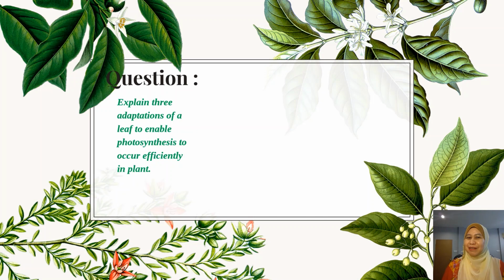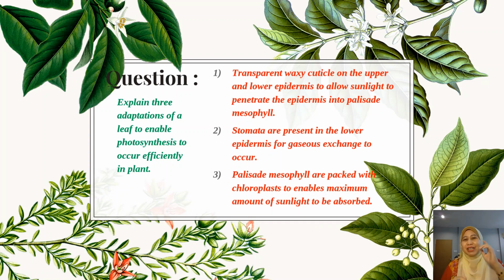Okay, question time. The question for today is: explain 3 adaptations of a leaf to enable photosynthesis to occur efficiently in a plant. Since the question only asks for 3 adaptations, I will only discuss 3 adaptations. You may discuss the rest of the adaptations with your teacher. So we look at the suggested answer. How are we going to answer this? You have to give the structure and then the function of the structure in relation to photosynthesis.